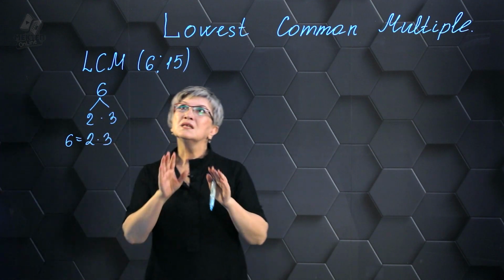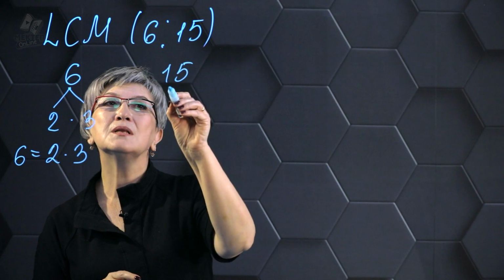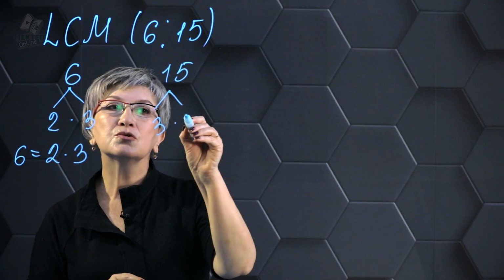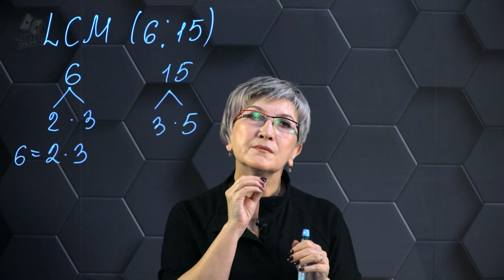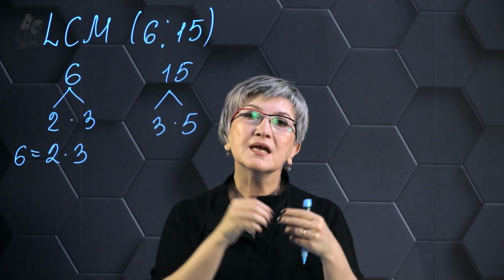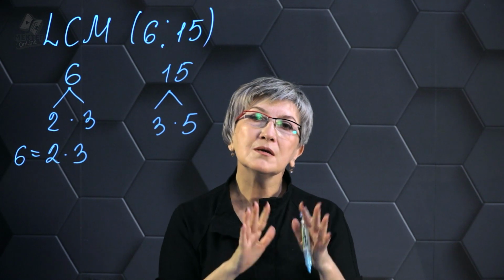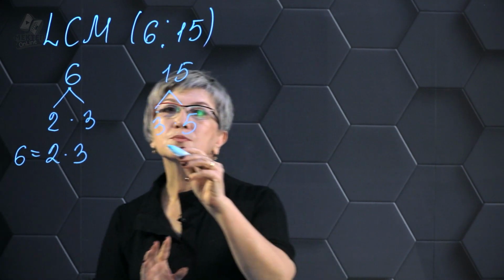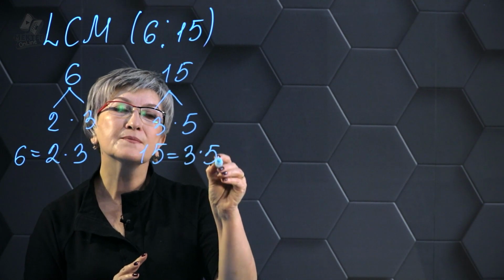Now let us proceed to the number 15. What is 15? It's 3 times 5. Do you think the number 3 can be broken into two factors? No, the number 3 is a prime number, so I can't break it down any further. The 5 too. So I stop and write 15 equals 3 times 5.